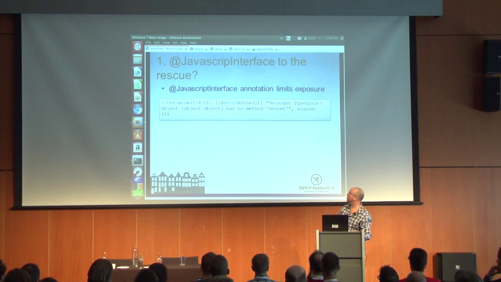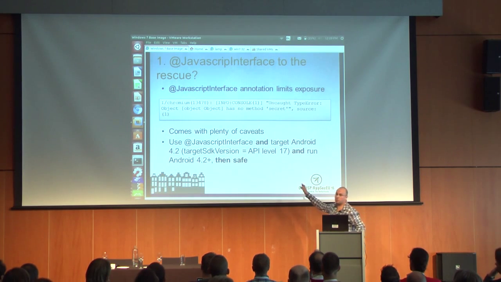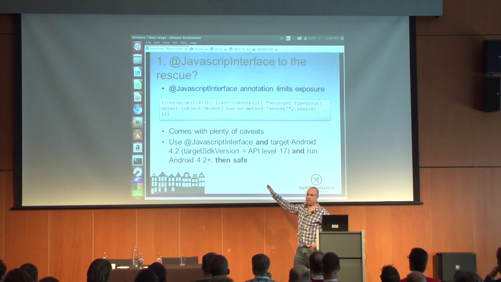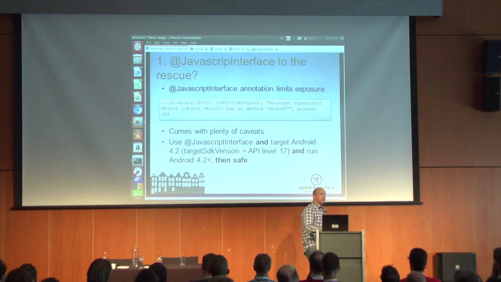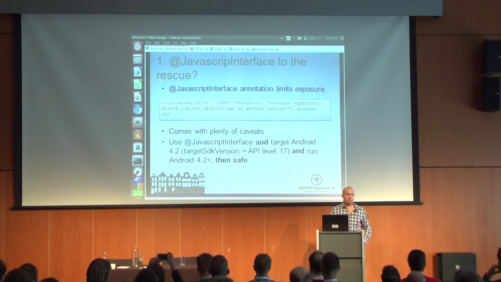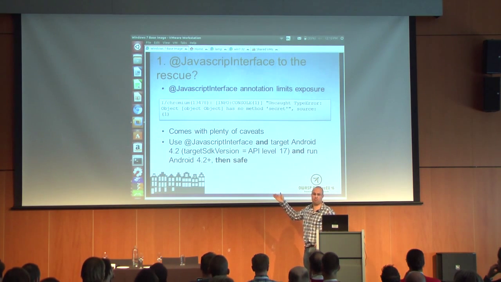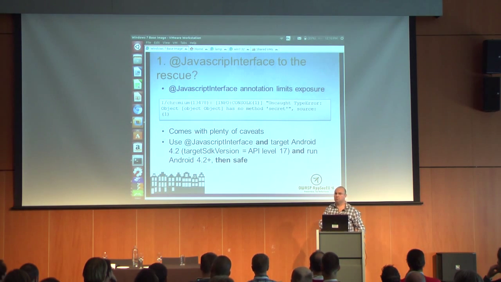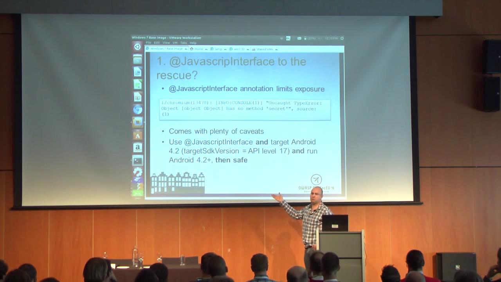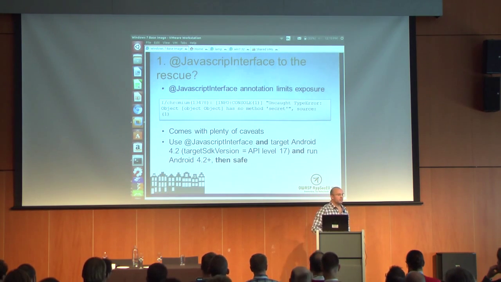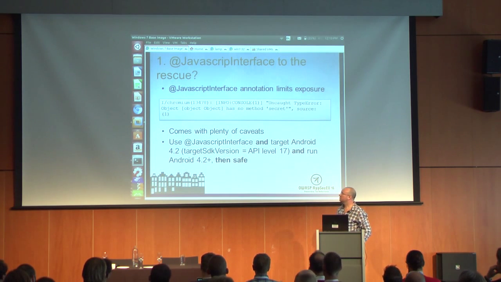So that's all well and good, but it comes with plenty of caveats. Basically, this thing only works if you're running on Android 4.2 and you've targeted API level 17 or greater. If you've targeted API level 17, you run it on an earlier device, you're still vulnerable, because the runtime doesn't know about this annotation. So you still have this problem on older devices. Okay? So you need to do other stuff.